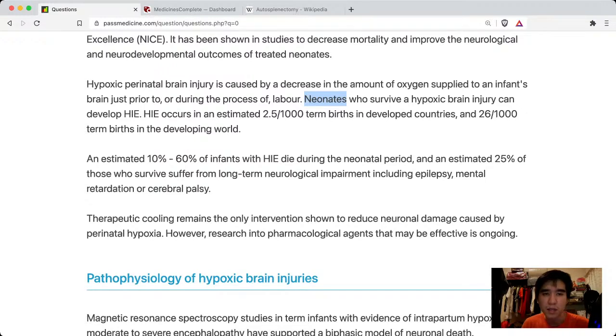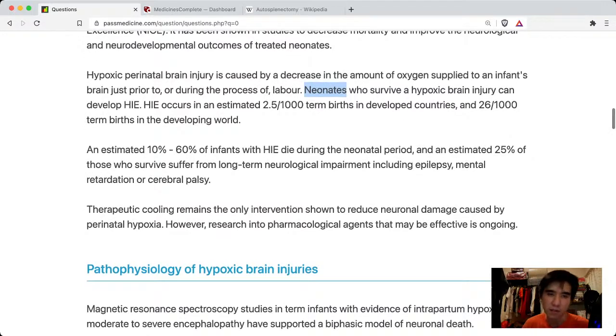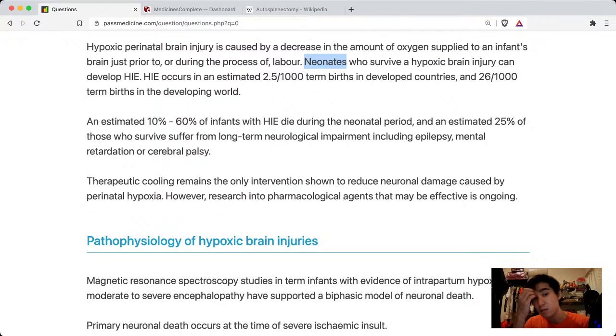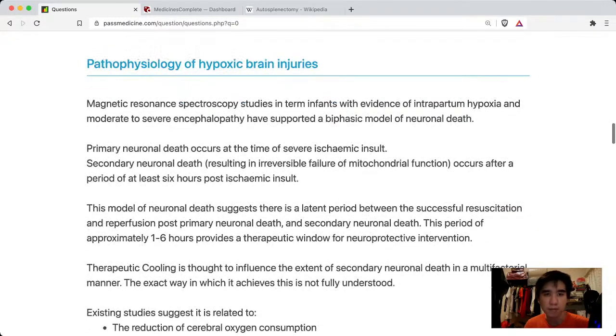Neonates who survive a hypoxic brain injury can develop HIE. HIE occurs in an estimated 2.5 out of 1,000 term births in developed countries and 26 out of 1,000 term births in the developing world. An estimated 10 to 60% of infants with HIE die during the neonatal period, and an estimated 25% of those who survive suffer from long-term neurological impairment, including epilepsy, mental retardation, or cerebral palsy. Therapeutic cooling remains the only intervention shown to reduce neuronal damage caused by perinatal hypoxia. However, research into pharmacological agents that may be effective is ongoing.